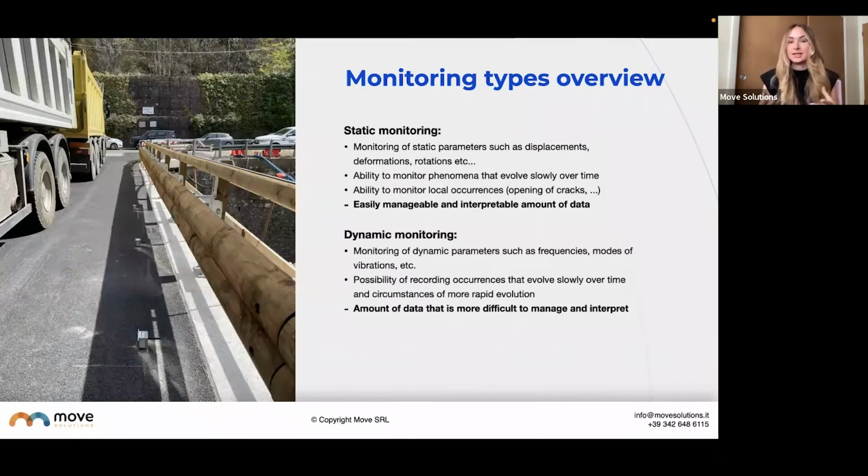What we specialize in is dynamic monitoring, which monitors dynamic parameters such as frequencies and modes of vibrations, etc. This gives you the opportunity to record occurrences over time and see how that structure is acting before you actually have that real physical change. This amount of data is a lot more difficult to manage and interpret, so we've really focused on making it as easy as possible to understand this dynamic monitoring.